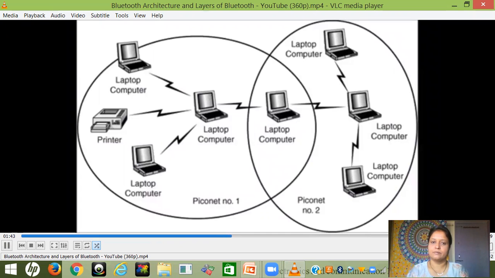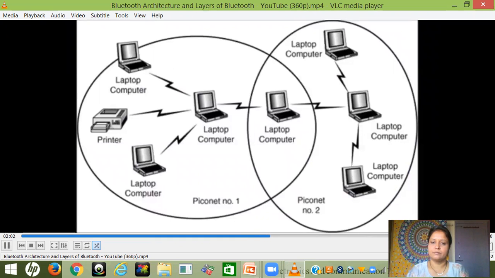A Piconet can have up to 7 active slaves at any given instant of time. In order to identify a slave, each one is assigned a locally unique active member address. If a Bluetooth device is not associated with any Piconet, then it is said to be in standby mode.